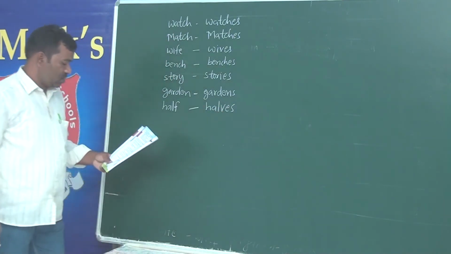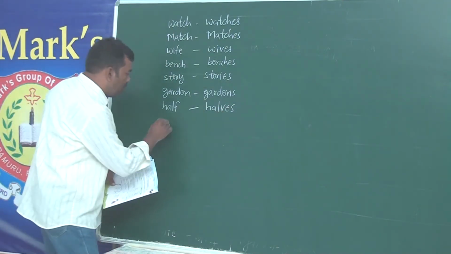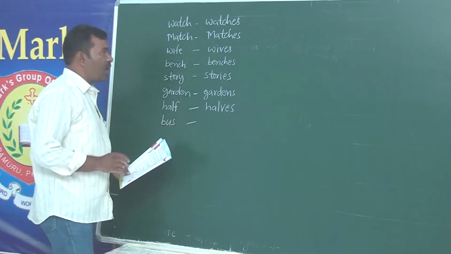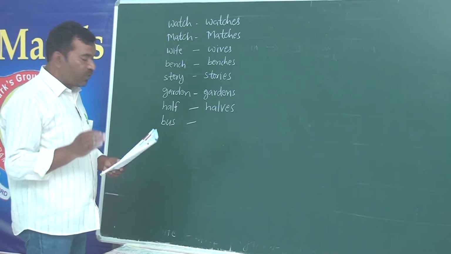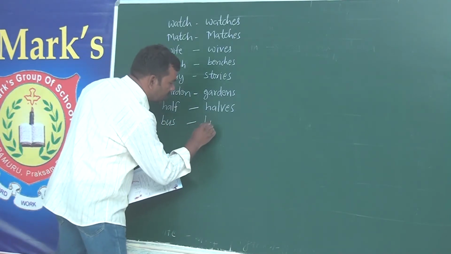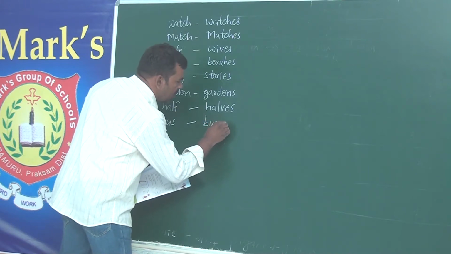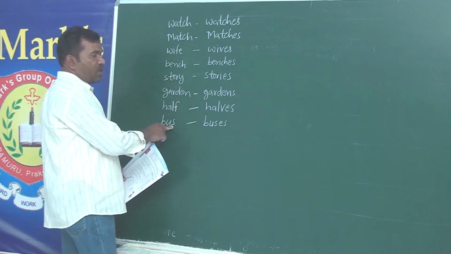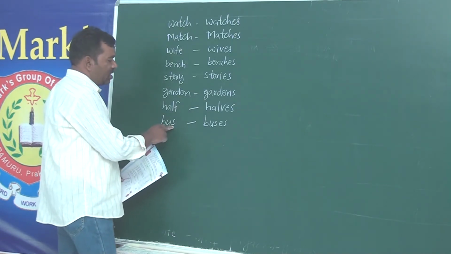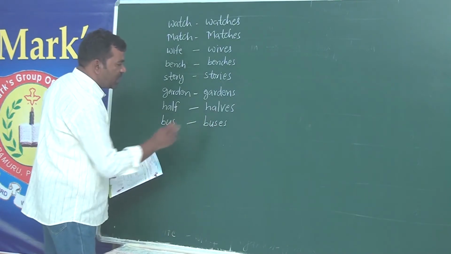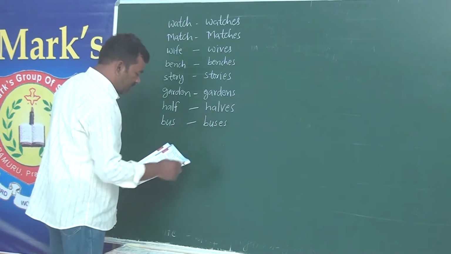Okay. And the next one is bus. The simplest way to form the plural of a noun is to just add ES. As we learned, if any noun ends with S, it gets ES. So we add ES here, and thus it has become buses.